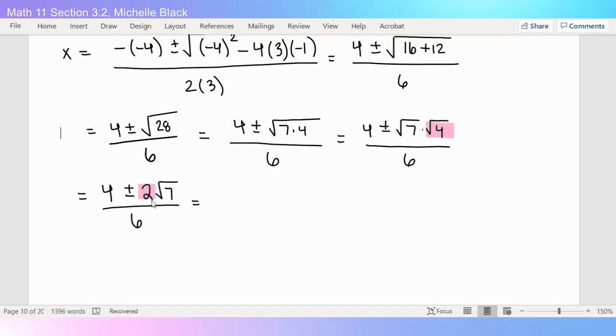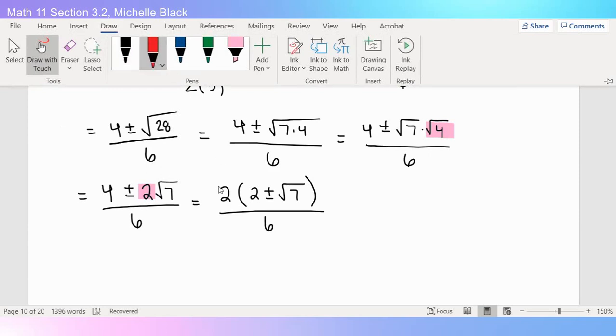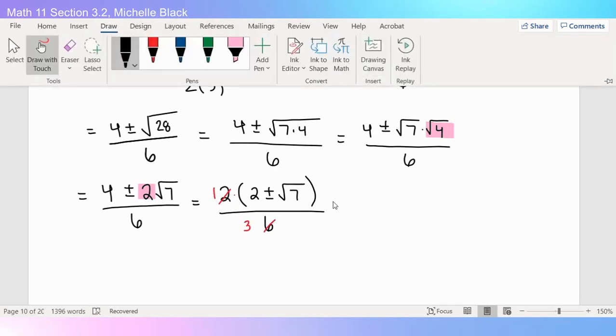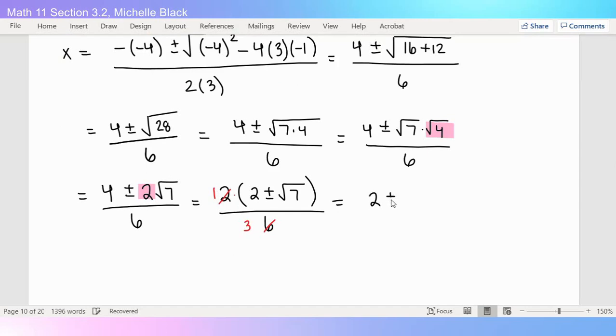But now that I've pulled this 2 out, the 4 and the 2 have a 2 in common, so I'm going to factor that out, leaving me with 2 times (2 plus or minus the square root of 7). There's like an invisible 1 right here over 6. And now that I have my numerator as two things being multiplied, I can simplify with the 6 in the denominator, leaving me with just 2 plus or minus the square root of 7, all over 3.